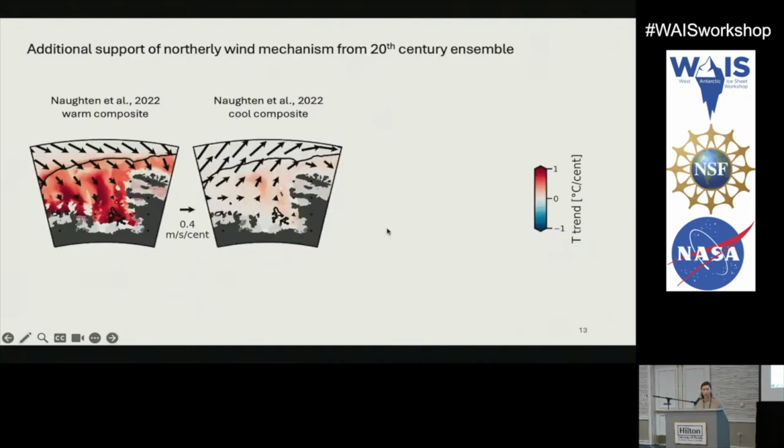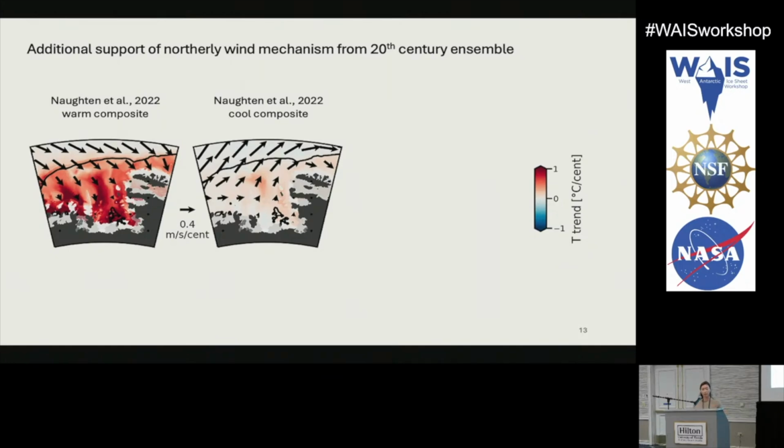So those are the results of my simulations, which connect northerly winds and closed polynyas to enhanced ice shelf melting. I wanted to see whether this persisted over the full 20th century. So I looked back to Caitlin Naughton's 2022 ensemble, where she forced an ocean model similar to the one I used with the historical pacemaker ensemble, which showed the westerly trends. And she focused on the ensemble mean from those simulations.